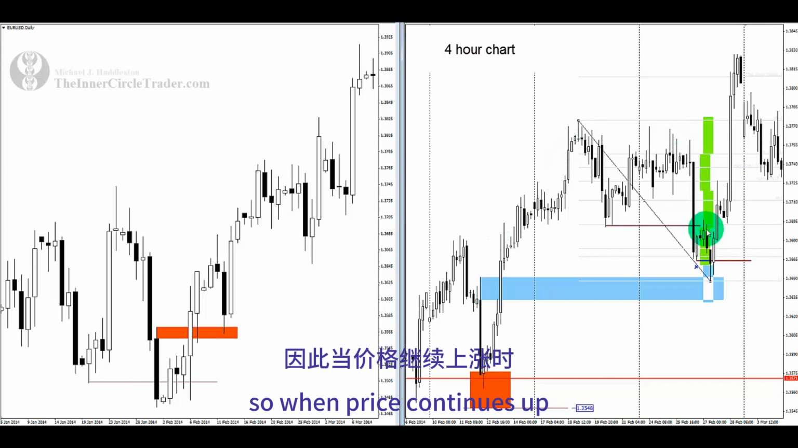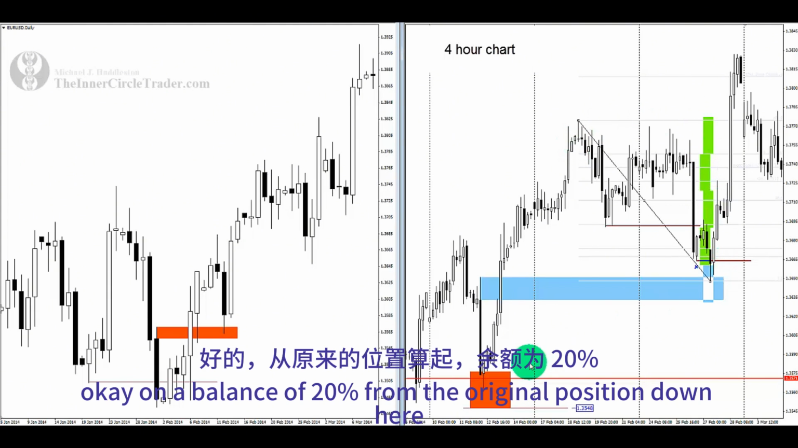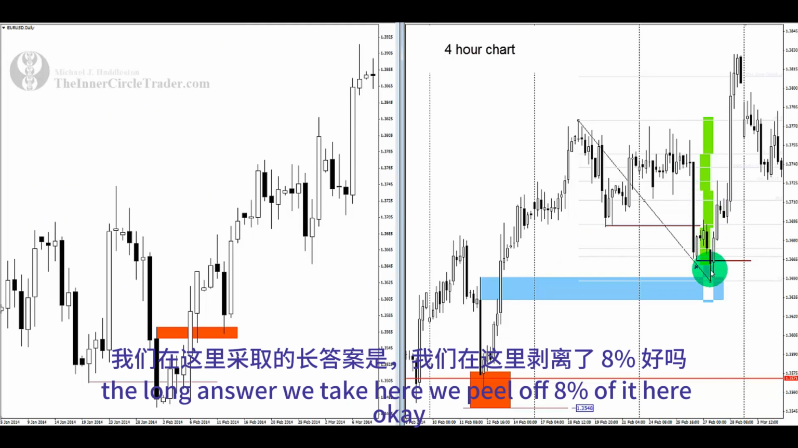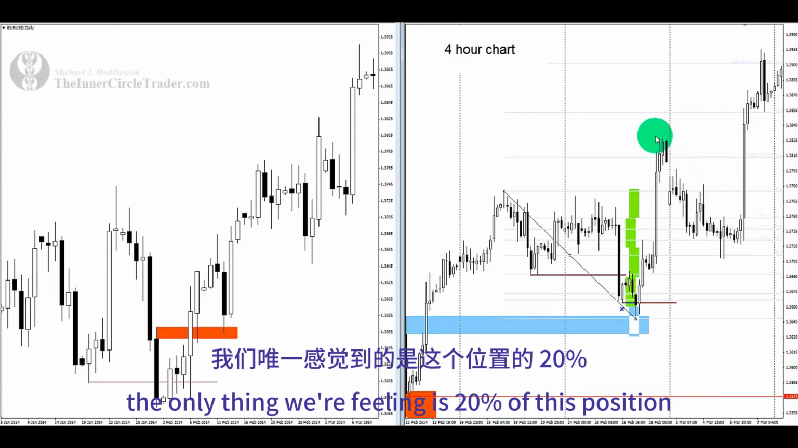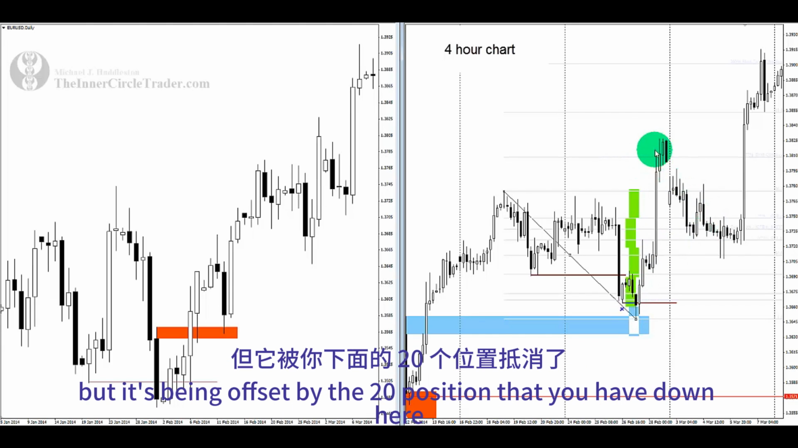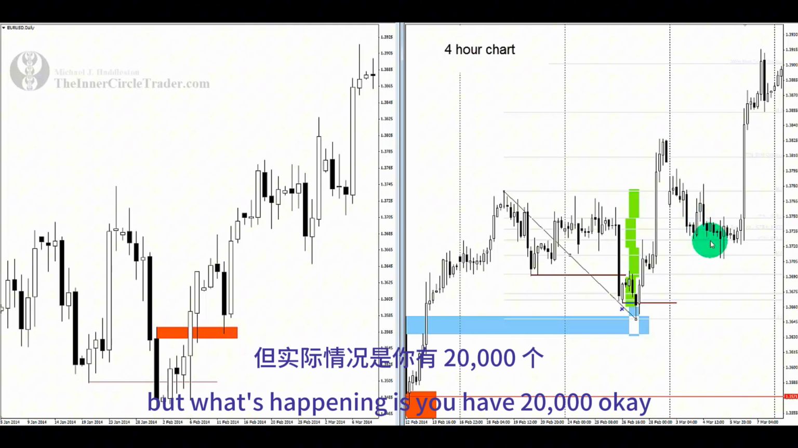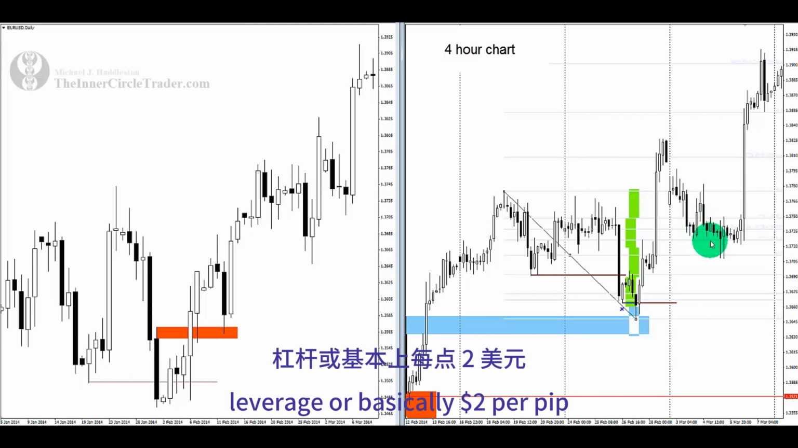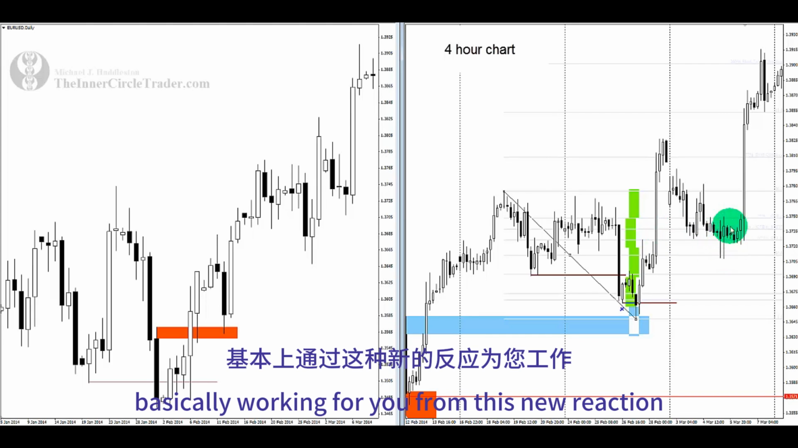So when price continues up and it retraces, we're only sitting through a small little retracement on a balance of 20% from the original position down here. The long entry we take here, we peel off 80% of it here. So during this whole drawdown, the only thing we're feeling is 20% of this position, but it's being offset by the 20% that you have down here. So you're not really feeling any pressure at all. You're still sitting in profit. But what's happening is you have 20,000 leverage, or basically $2 per pip, and $2 per pip here, or $4 per pip basically, working for you from this new reaction.